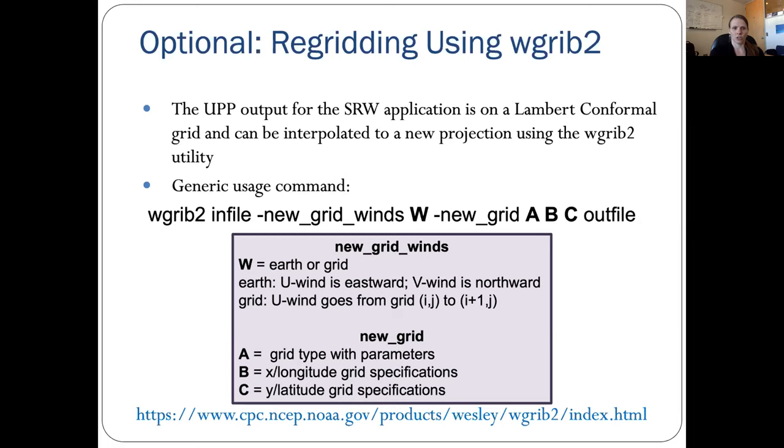So the generic usage command is WGRIP 2 in file, and that's the input file, your group 2 input file from UPP. New grid wins, where W is either earth or grid, and earth means that U wind is eastward and V wind is northward, and grid means, for example, that U wind goes from grid IJ to I plus 1J. And then specifying the new grid specifications using new grid and the A, B, C options here, where A is the grid type with any parameters that are needed for that grid type. B is your X or longitude grid specifications, and C is your Y or latitude grid specifications. And then you would specify an output file. A more detailed description of WGRIP 2 and how to use it for regridding is provided with this link here at the bottom.